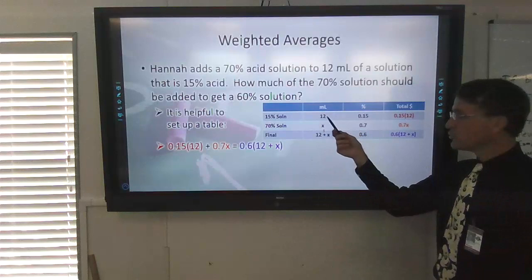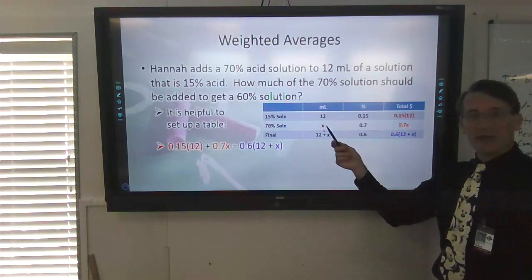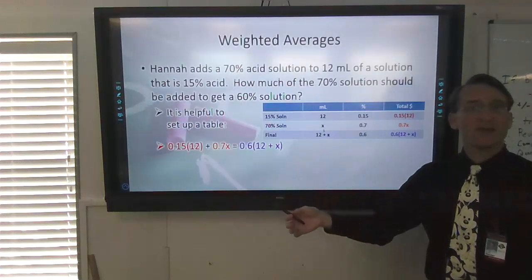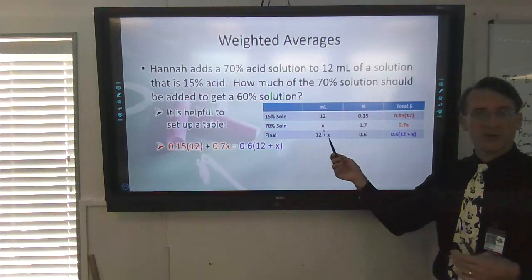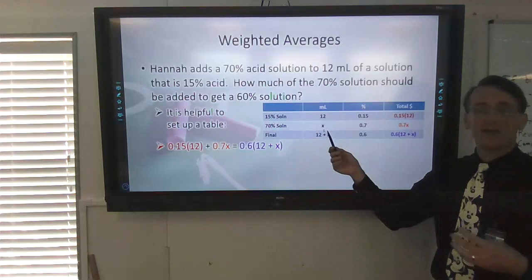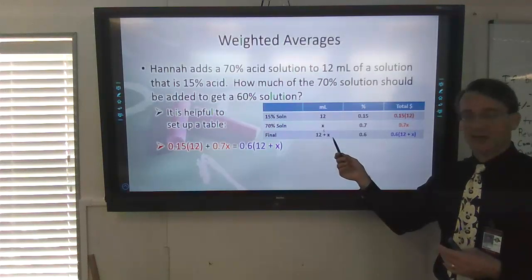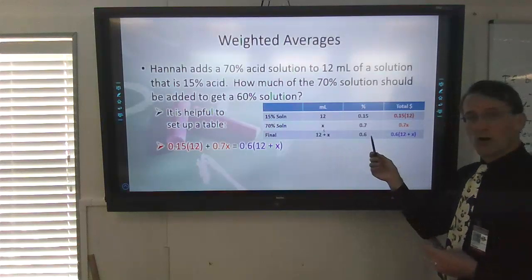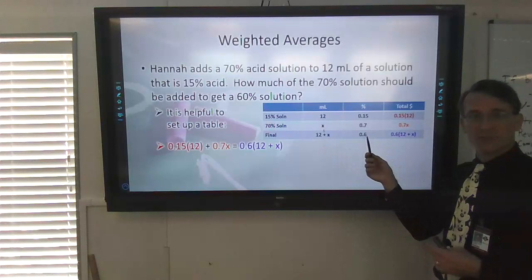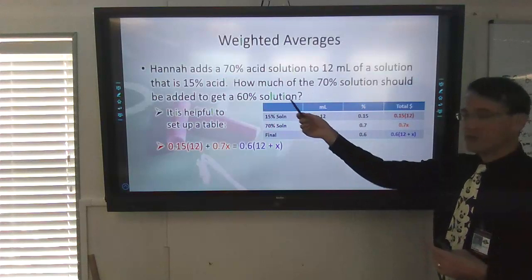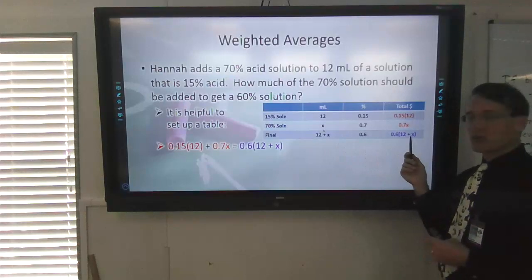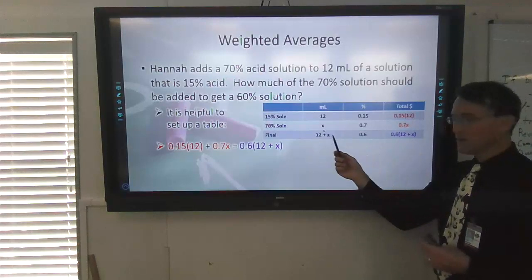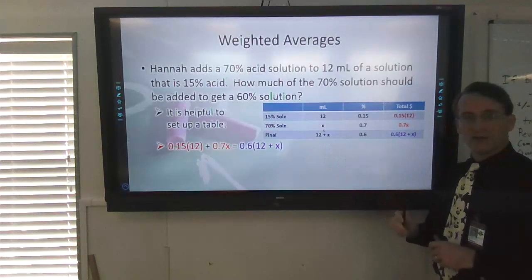Well, I'm going to start out with the 12 milliliters here, but then I'm adding, let's just take a number, let's say I added 50 milliliters, then that would give me a total of 62 milliliters at the very end. I don't know how much I'm adding yet, so I just made that 12 plus x. This one here, I want a 60% solution. That is based on the problem here. And if I multiply those two together, I get 0.6 times 12 plus x. This number times this value.